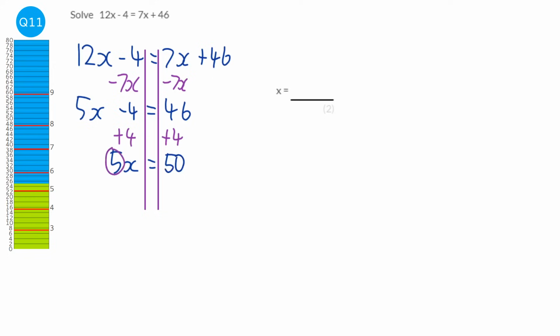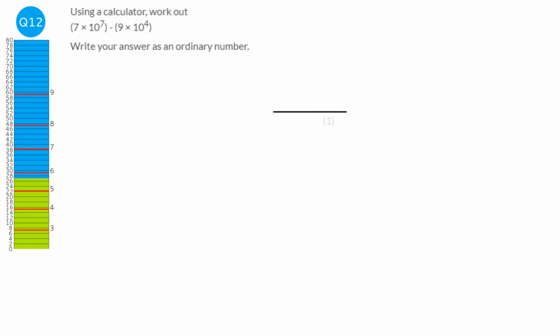And then we've got this times 5 here, so we're going to divide 5 both sides. So we've got x equals 50 divided by 5, which is 10. So the only way of answering this question is to work out what these are as ordinary numbers.